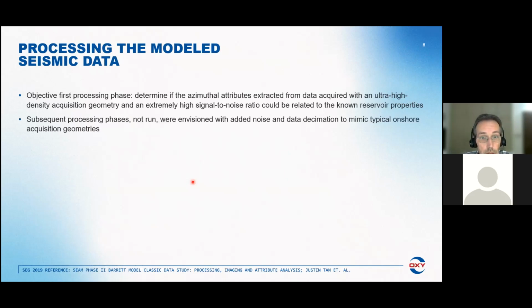And then in a positive case, subsequent phases would be run, which we haven't done, which will become clear. Subsequent phases were envisioned with added noise and data decimation to kind of mimic a more typical onshore nowadays acquisition geometry, and to see how far we could go in the decimation to estimate those reservoir properties. There is a reference below on the processing.